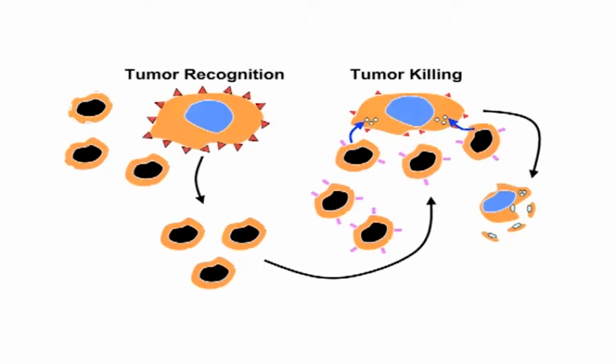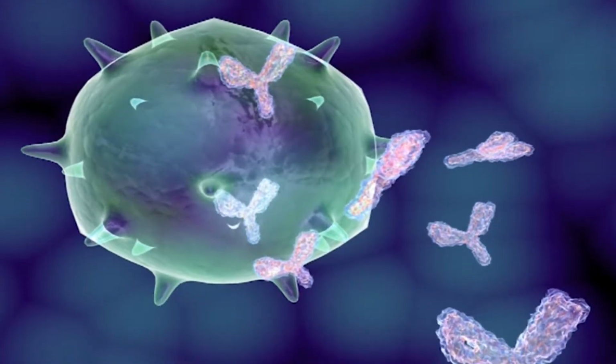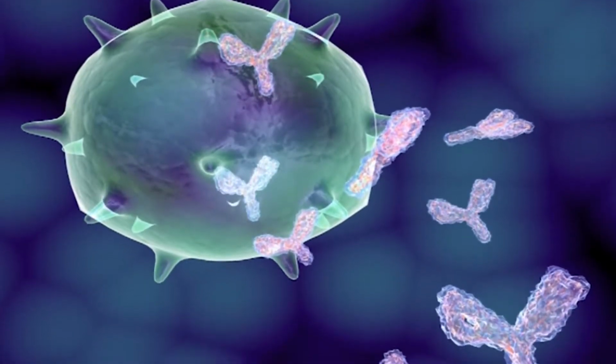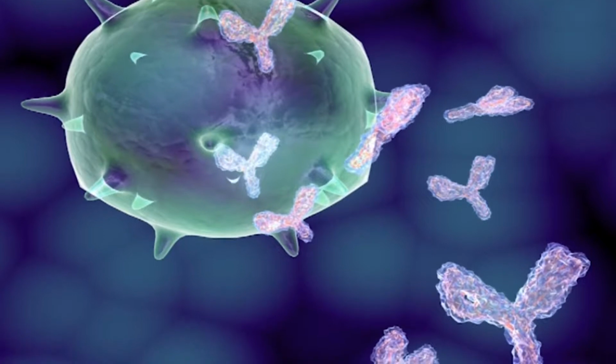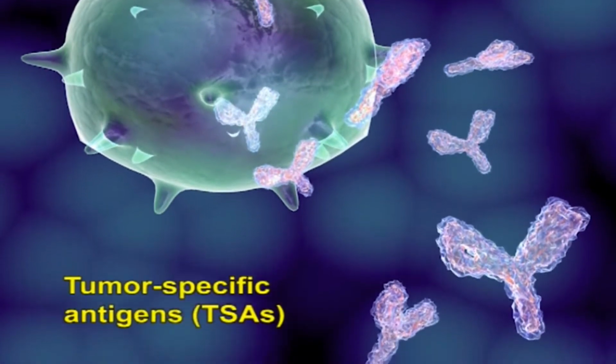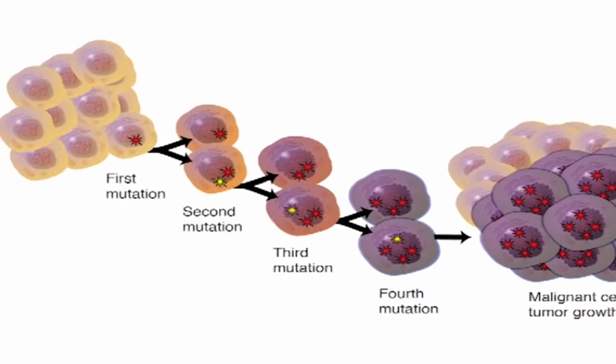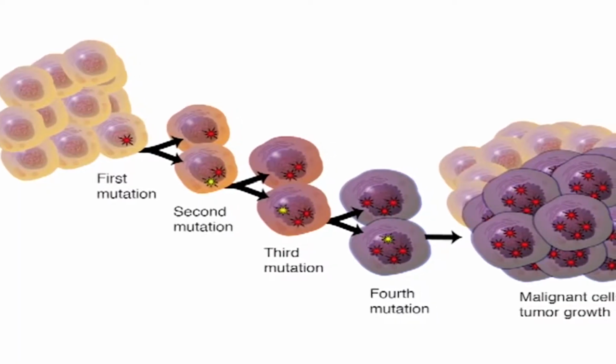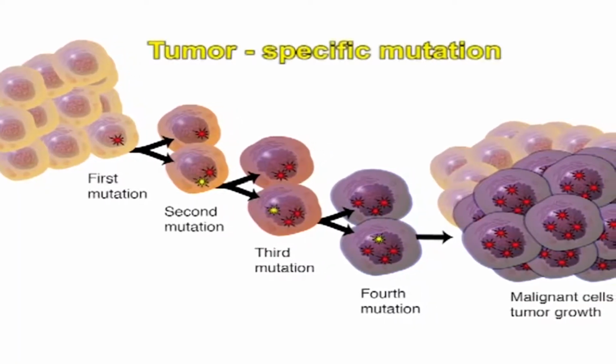Tumor antigens are antigens that are present on the surface of the tumor cells. At times, these antigens can be produced by tumor cells and not by the normal ones. They are called tumor-specific antigens or TSAs in this case. Normally, they result from a mutation called tumor-specific mutation.